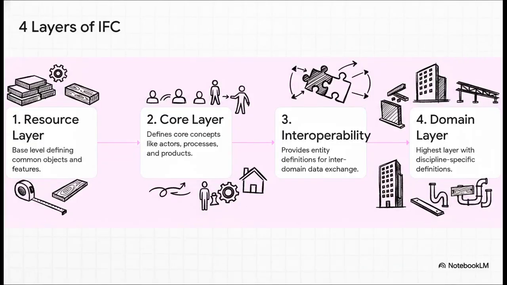So how's it actually built? Well, the IFC schema is put together in 4 really logical layers. You start at the bottom with the resource layer. This defines the absolute basics like materials and simple shapes. Then you've got the core layer, which defines things like people, processes, and how they relate. On top of that is the interoperability layer, which has all the shared definitions for exchanging data. And finally, you get to the domain layer, which has all the specifics for disciplines like architecture or structural engineering.